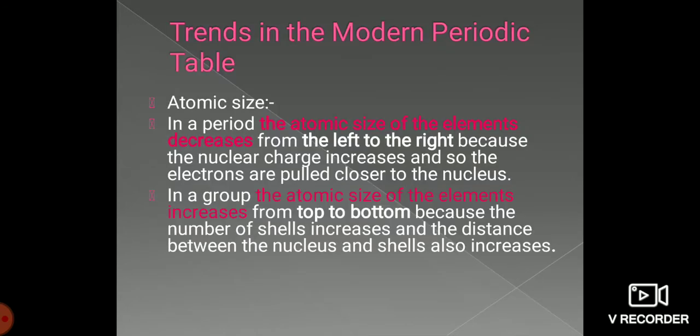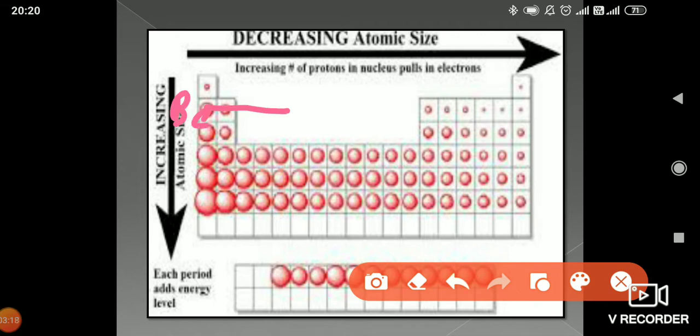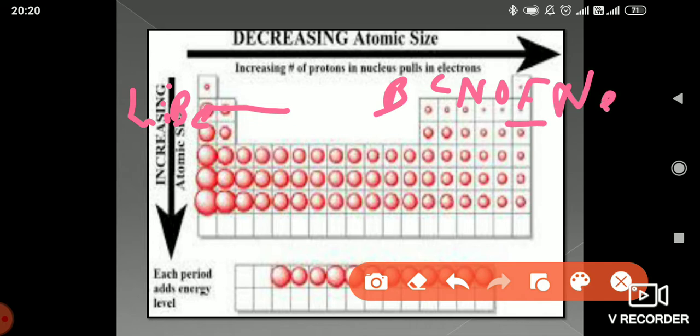But if you see here, in the second period, the elements are lithium, beryllium, boron, carbon, nitrogen, oxygen, fluorine and neon. The last one is the inert gas, neon. So neon is an inert gas. From lithium to fluorine, because the period is moving from left to right, the atomic size will decrease.